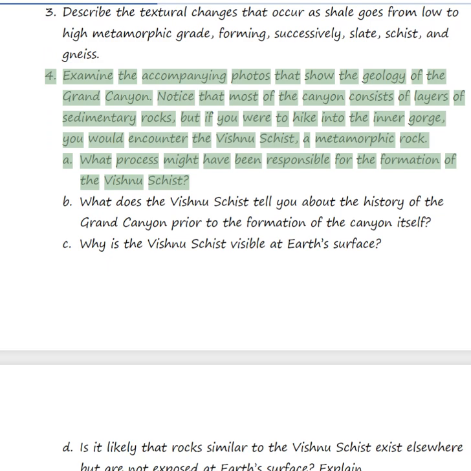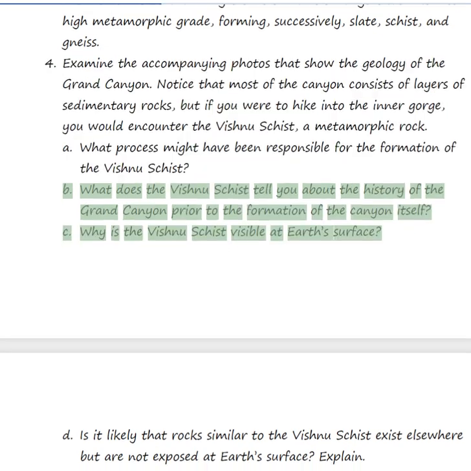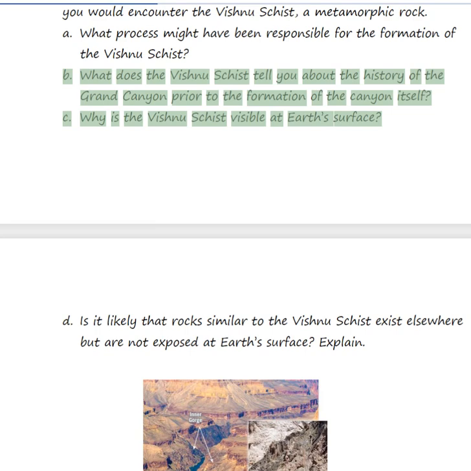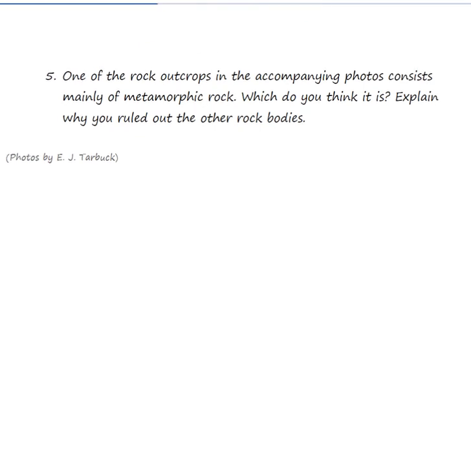4. Examine the accompanying photos that show the geology of the Grand Canyon. Notice that most of the canyon consists of layers of sedimentary rocks, but if you were to hike into the inner gorge, you would encounter the Vishnu schist, a metamorphic rock. A. What process might have been responsible for the formation of the Vishnu schist? B. What does the Vishnu schist tell you about the history of the Grand Canyon prior to the formation of the canyon itself? C. Why is the Vishnu schist visible at Earth's surface? D. Is it likely that rocks similar to the Vishnu schist exist elsewhere but are not exposed at Earth's surface?